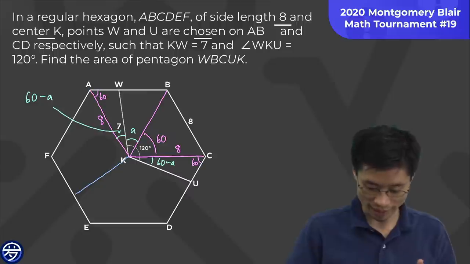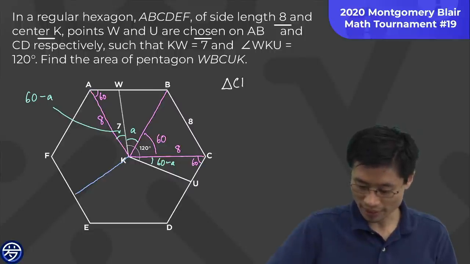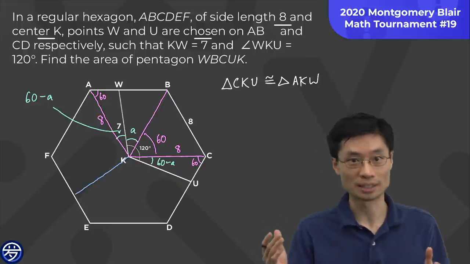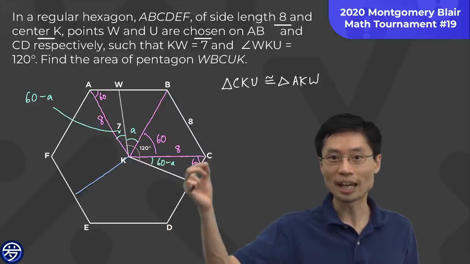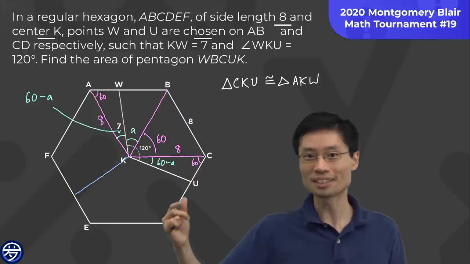And the way you usually write this is you usually write something like triangle, that's an ugly triangle, triangle CKU is congruent to triangle AKW. Right? Because what I just found out is there's two angles that match correspondingly and one side that does.